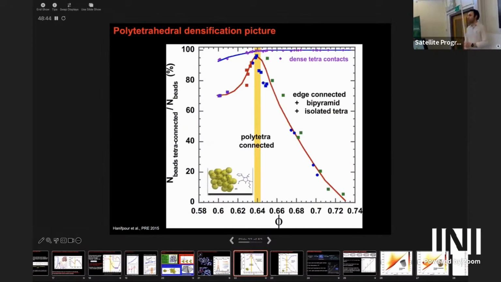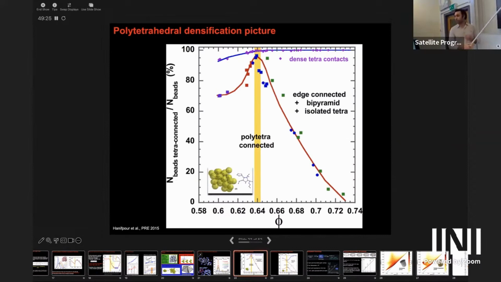Then you can start looking at the significance of these polytetrahedra. Okay, so I will probably skip a few slides here since time is short, but what you see in red here is the fraction of grains that are involved in the formation of the polytetrahedra. Okay, so when you are in the disordered regime, as you densify all the way to Bernal density, more and more grains join up the polytetrahedra picture that I just drew for you, to the point that at Bernal density, nearly 90% of all the grains are a part of this polytetrahedra.